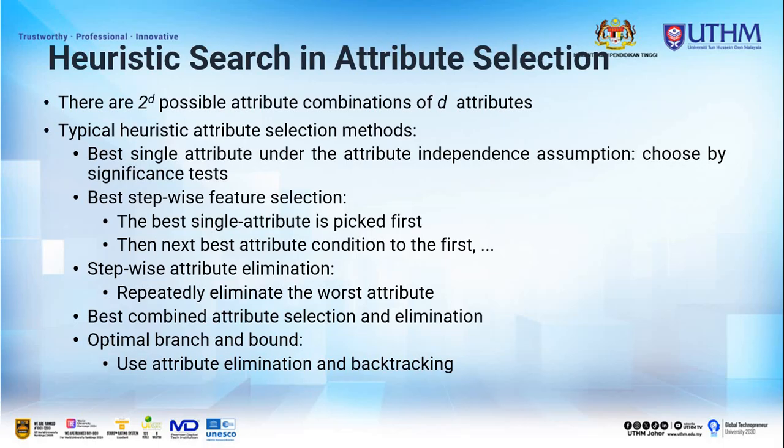Optimal branch and bound uses attribute elimination and backtracking to systematically explore the search space while pruning unpromising branches. It helps find an optimal solution more efficiently than the exhaustive search. And why use heuristics? Heuristic methods significantly reduce the computational complexity compared to exhaustive search. They provide a practical way to handle large data sets where evaluating all the combinations is impractical.